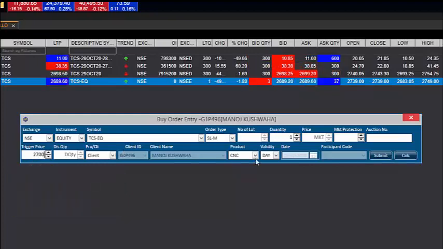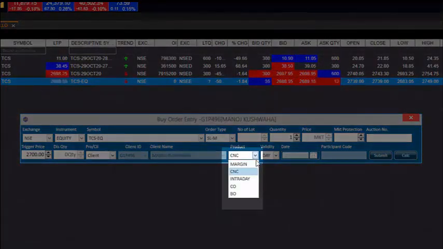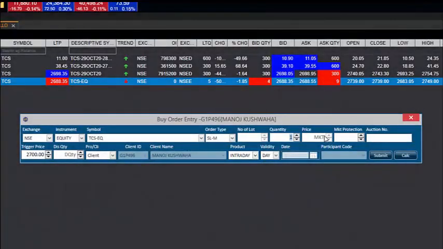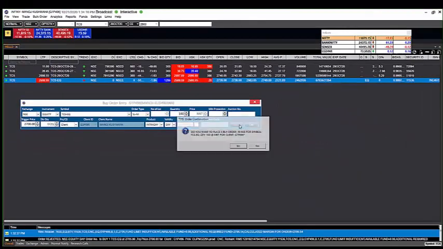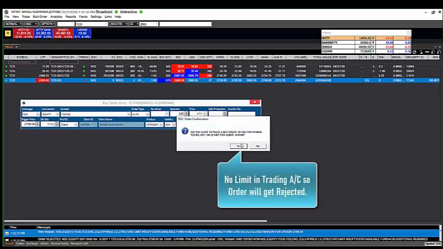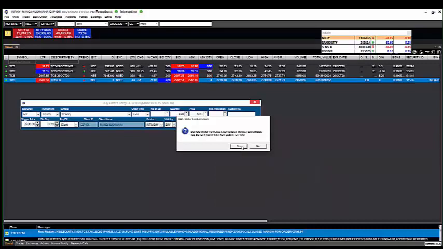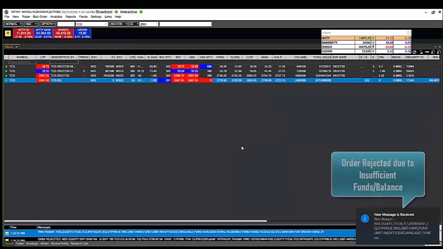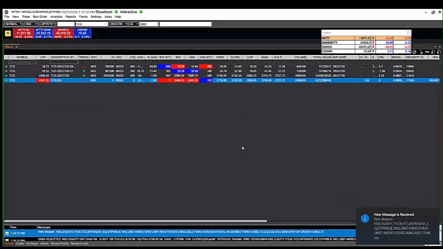Since this is an order type which is used mostly by intraday traders, I will change the product type to intraday and increase quantities to 100. Now I submit my order and confirm it. Before confirming, let me just tell you that this particular trading ID does not have any balance available, so the order will get rejected. The order went through and it got rejected, as you can see from the RMS window.